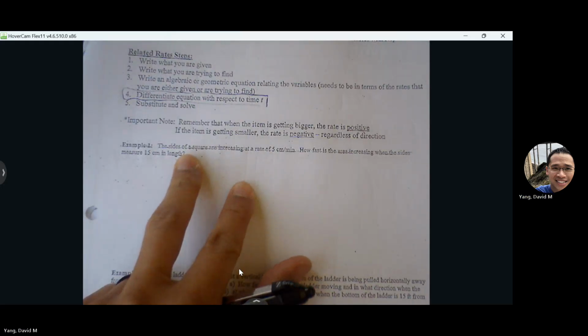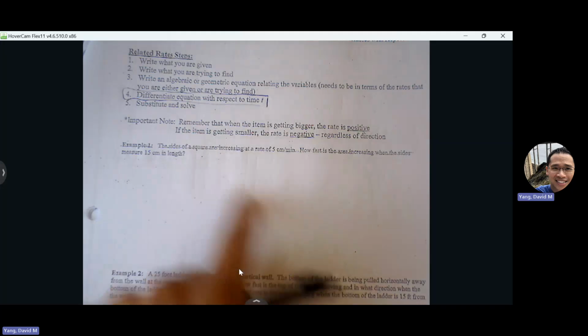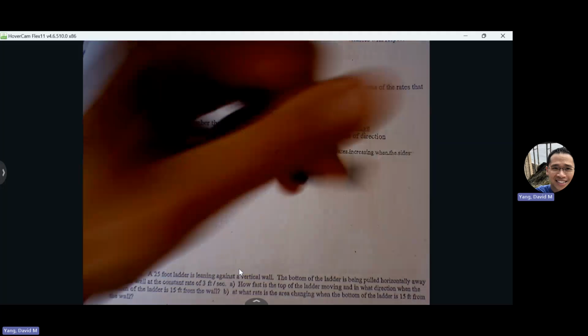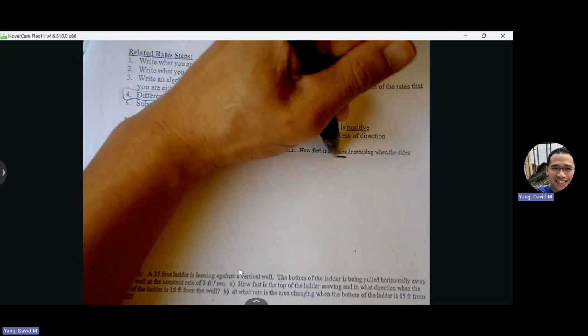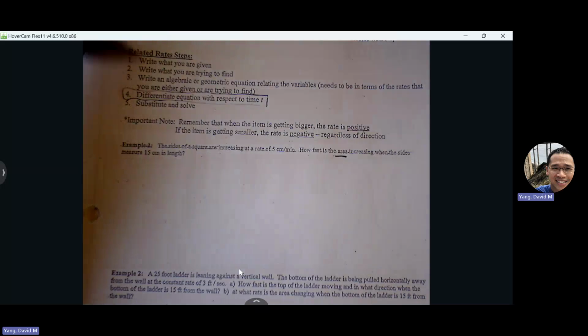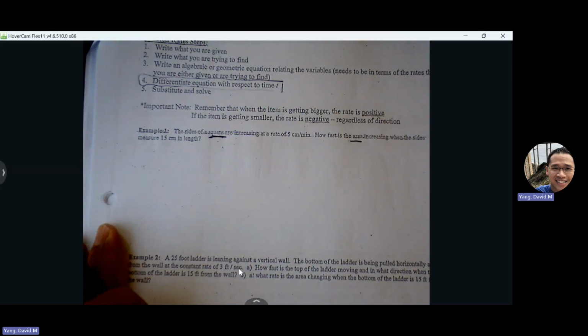All right, so here's example 1. The sides of a square are increasing at a rate of 5 centimeters per minute. How fast is the area increasing when the sides measure 15 centimeters in length? So the first thing is we have to nail down what equation we are dealing with. The theme here is area of a square. Okay, so that is our starting point.